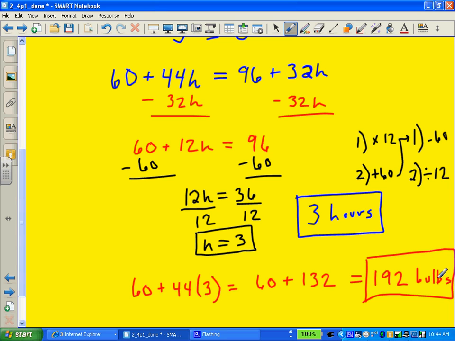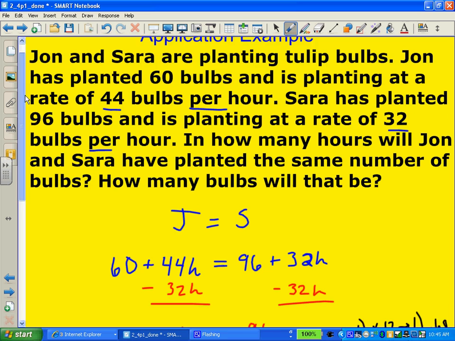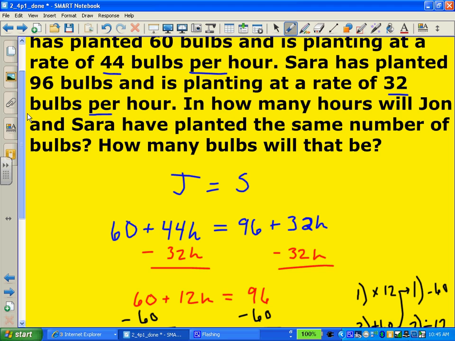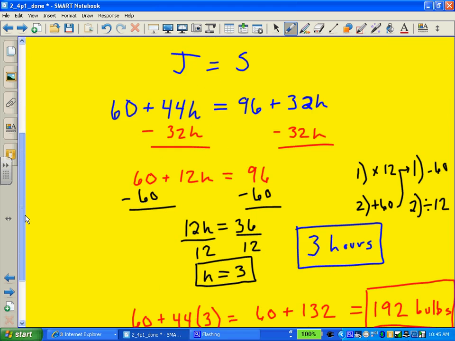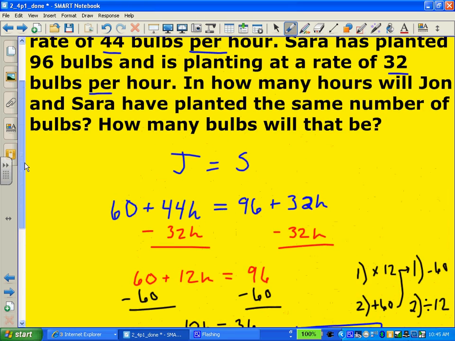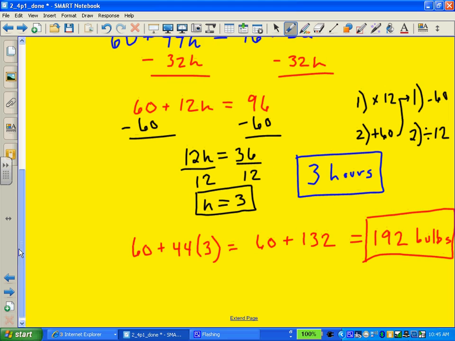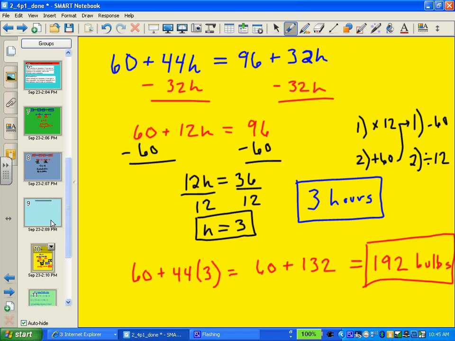That's a lot of bulbs. So again, just to review real quick, I have to write an equation for each thing that's going on in my story problem. There are usually 2 things going on, so I have to write an equation for each one. Then it will ask when will they be equal. So I set those 2 equations equal and I solve. Then I'll have to take my answer and plug it back into one of my original equations to answer the second question. And this is what my work would look like. Okay, this is what I'm looking for on your Friday quizzes.